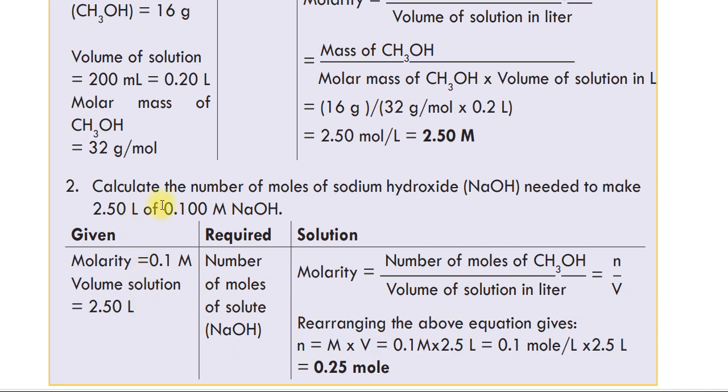Second, calculate the number of mole of sodium hydroxide needed to make 2.5 liters of 0.1 molarity of sodium hydroxide. Calculate the number of mole of sodium hydroxide needed to make 2.5 liters of 0.100 molarity of sodium hydroxide.